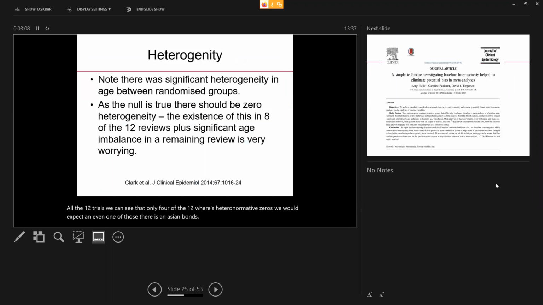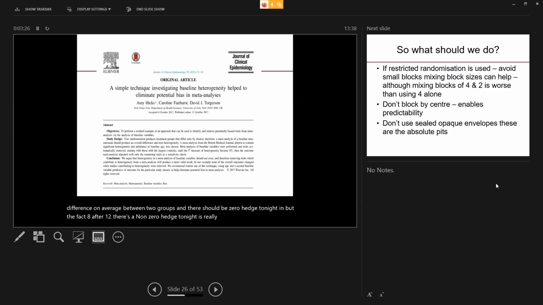So we know the null is true, because the null is supposed to be true, as there should be 0 difference on average between the two groups, and there should be 0 heterogeneity. But the fact that in 8 out of 12 there's a non-zero heterogeneity is really rather worrying. What can we do about this, apart from throw away the meta-analysis? I think that is a bit extreme.